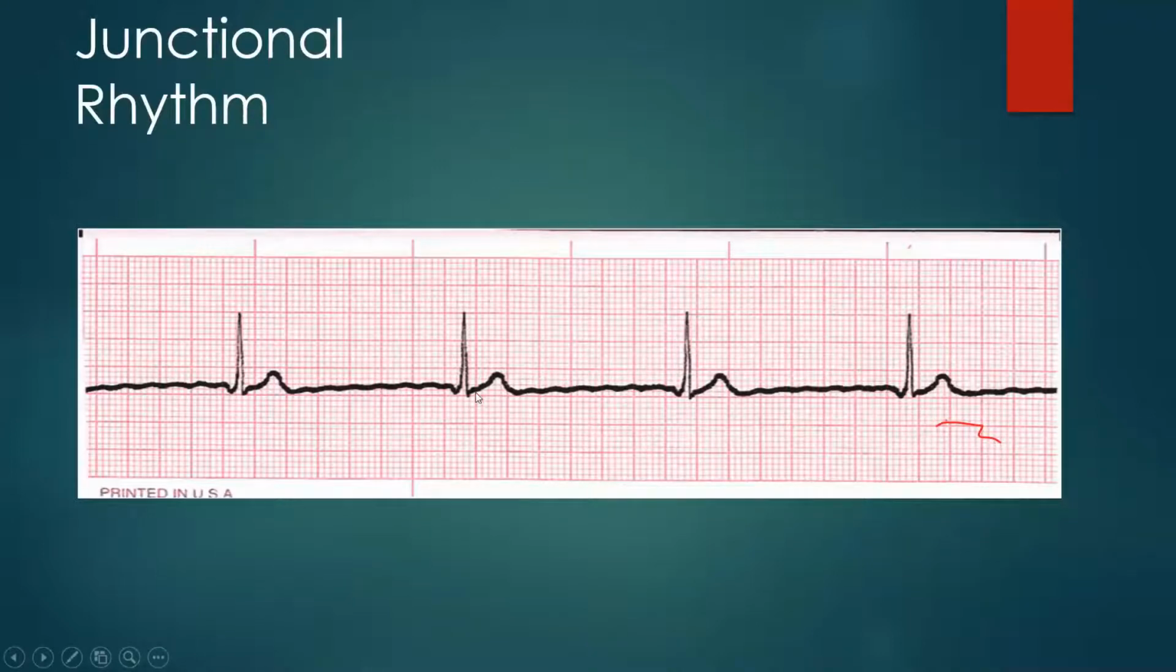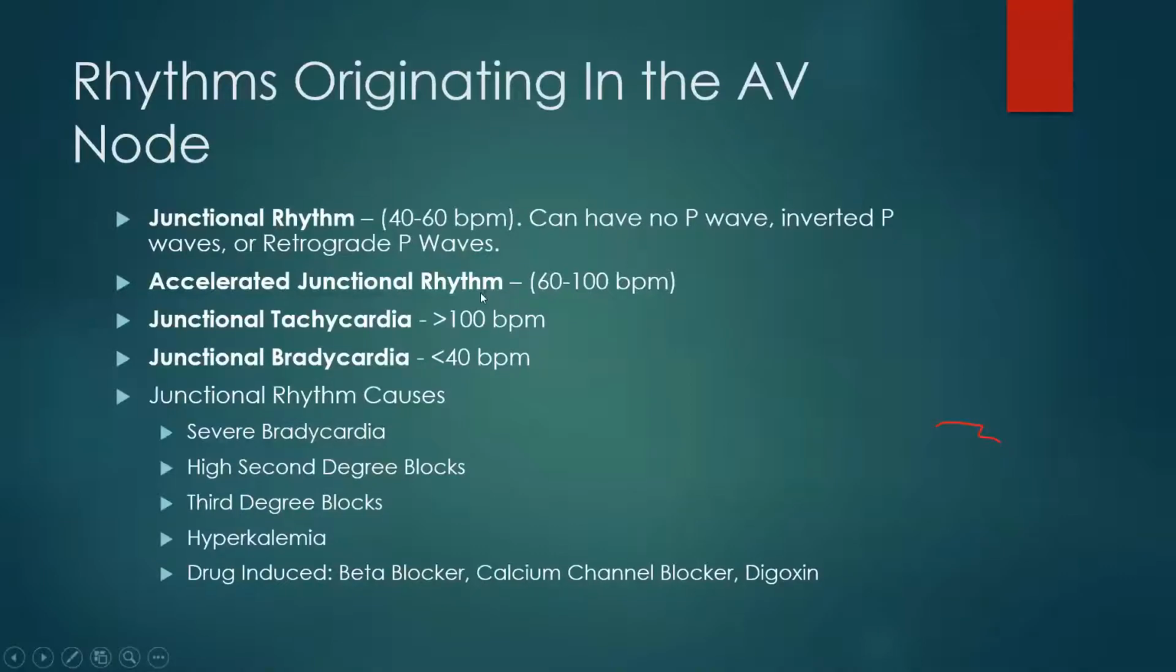So this is just your typical junctional rhythm here. You can have accelerated junctionals, which are 60 to 100 beats per minute. You can have tachycardias, which are greater than 100 beats per minute. And then you can have bradycardias, which are less than 40.